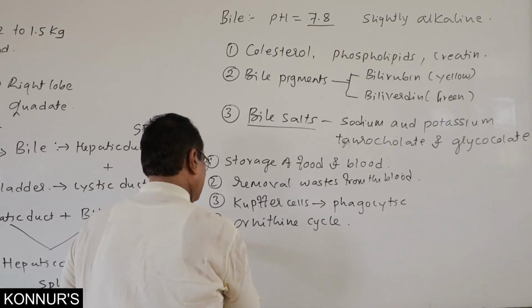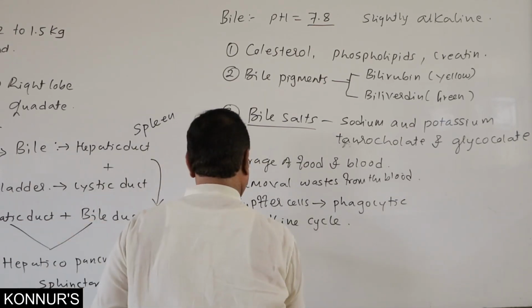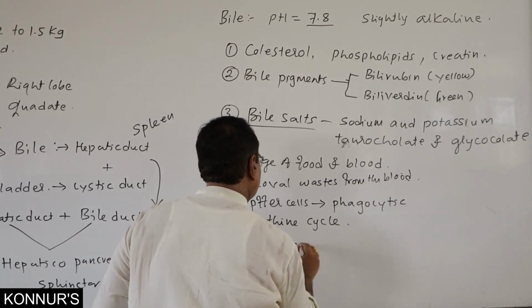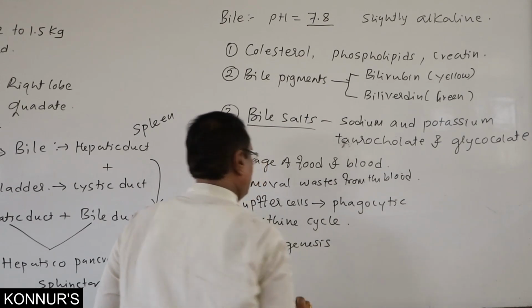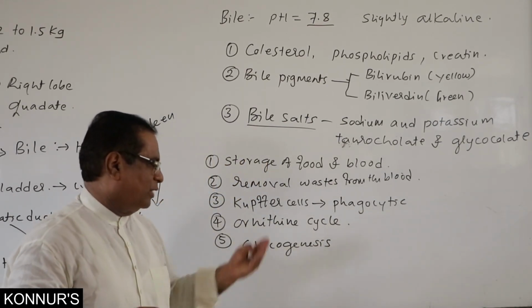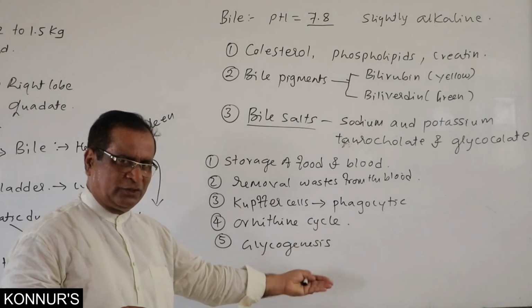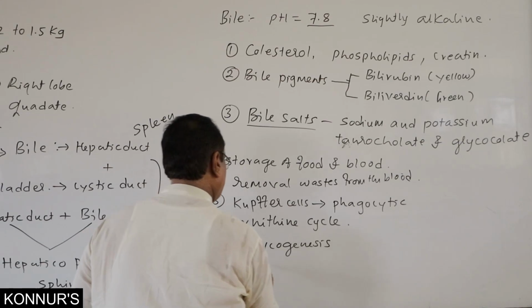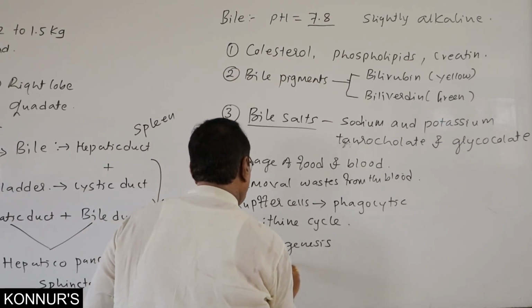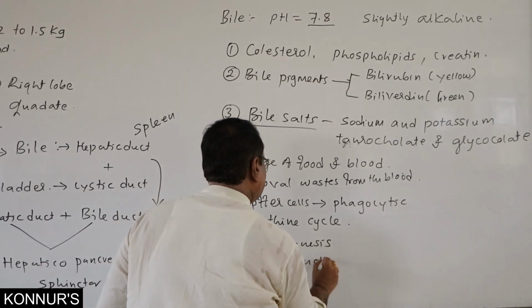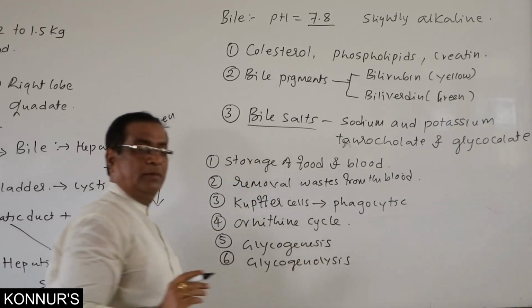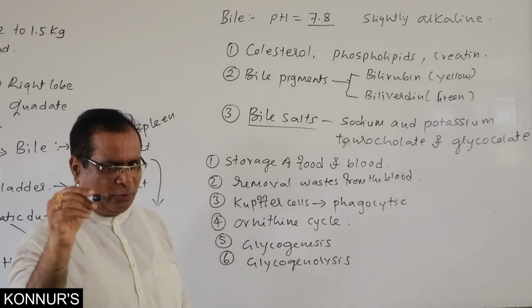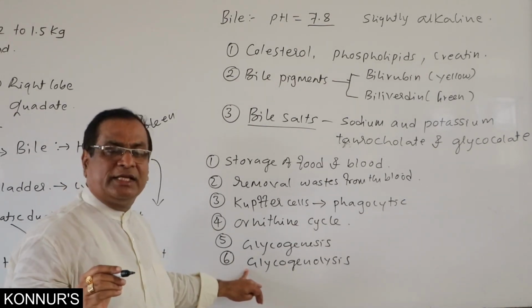And the next one is, here I have mentioned in pancreas, glycogenesis. The formation of glycogen from glucose in presence of insulin takes place in the liver. Glycogenolysis, conversion of stored glycogen into glucose in presence of glucagon, is also taking place in the liver.